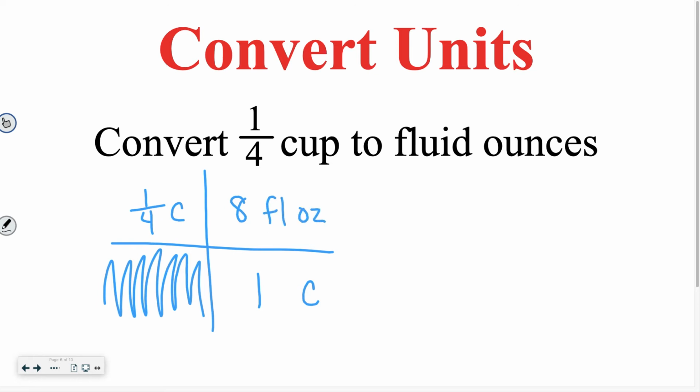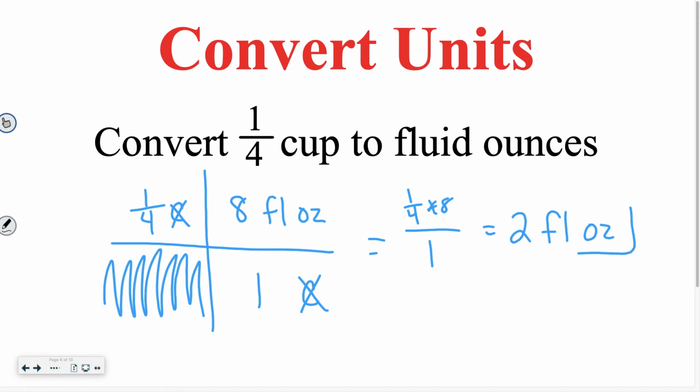So now my cups cancel, and I have 1/4 times 8 on top divided by 1. And 1/4 times 8 is 2, and then my label that hasn't been crossed out is fluid ounces. And it's really important that you label your answers here, okay? So my answer is 2 fluid ounces.